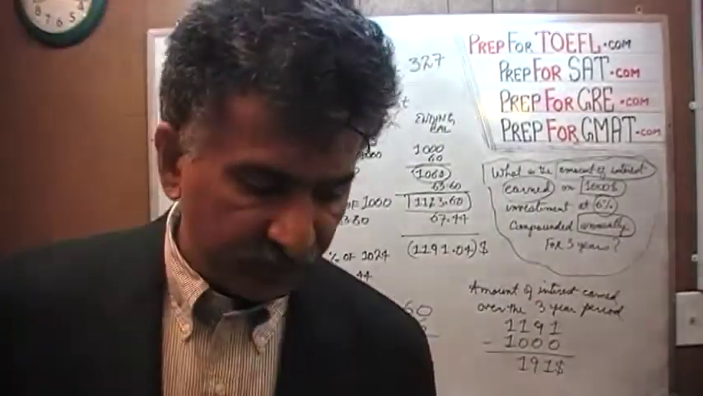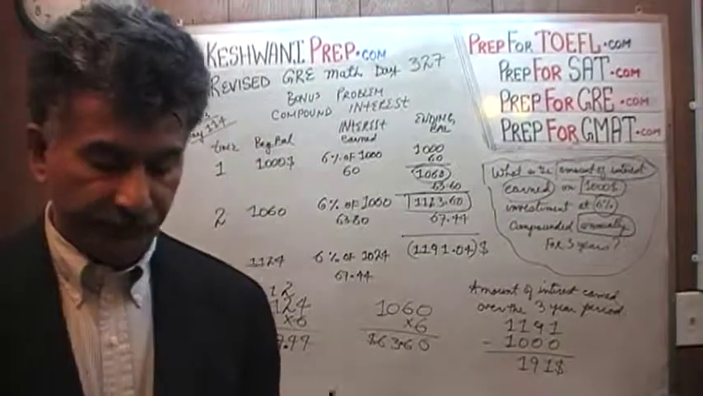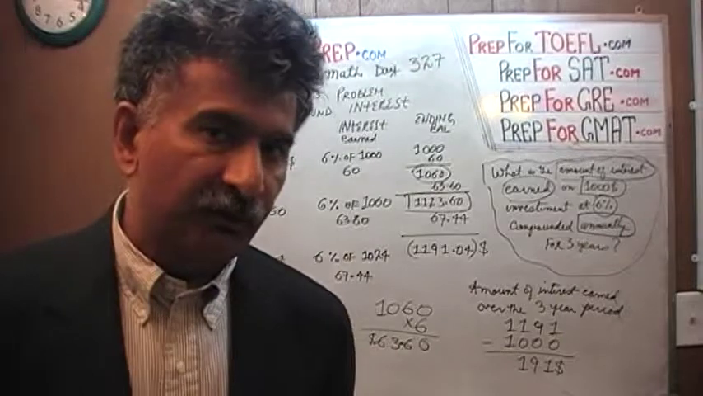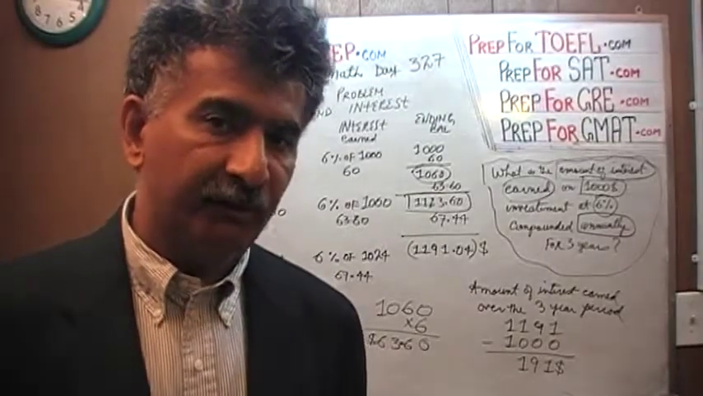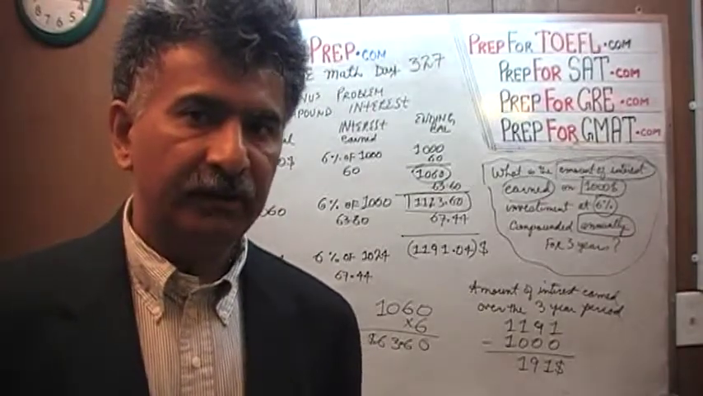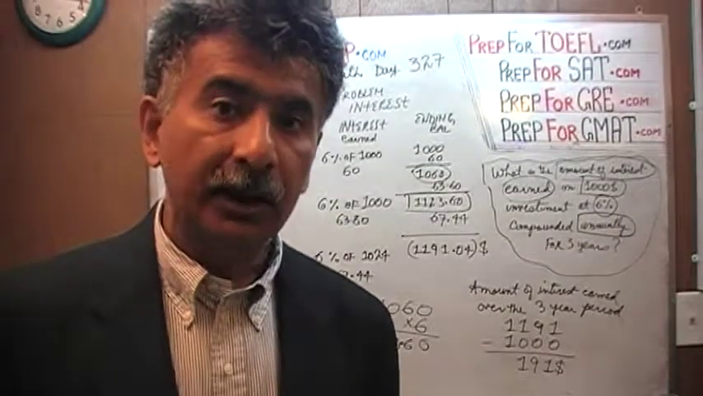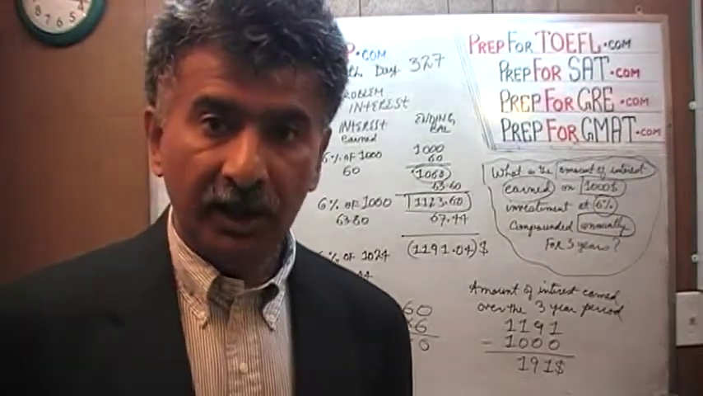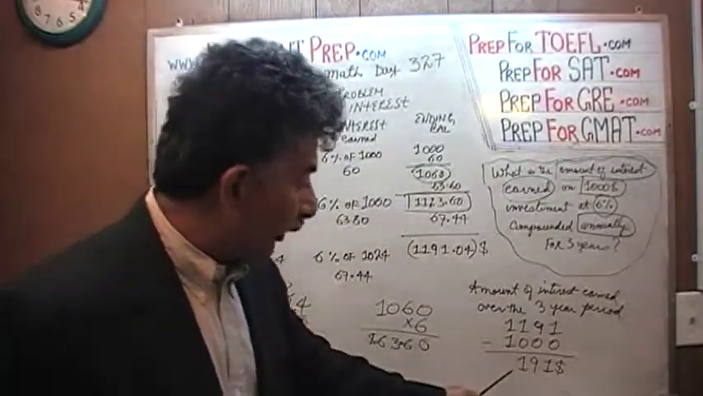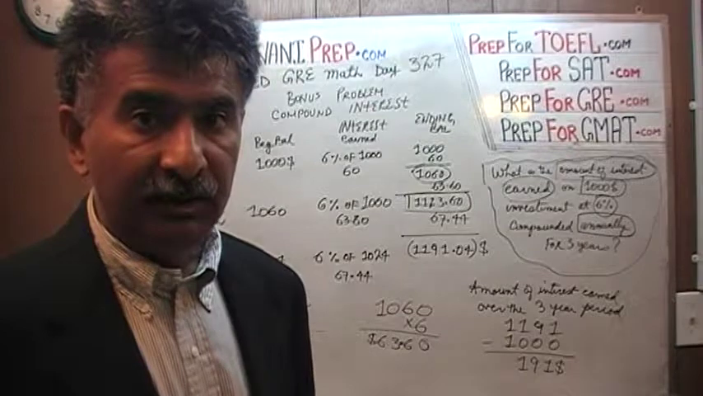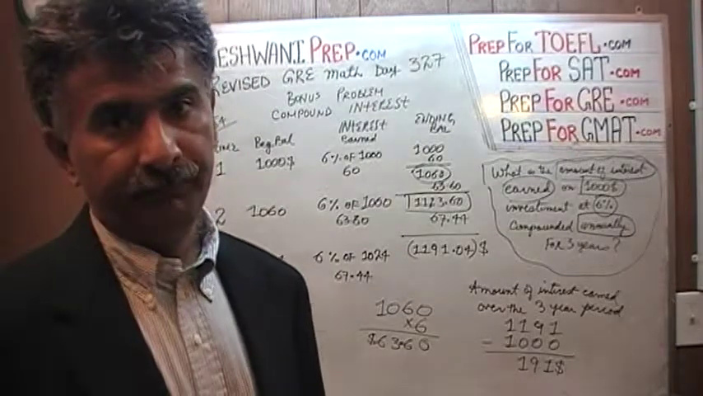So what was the difference between this scenario and simple interest? Well, in the case of simple interest, we would have earned 6% every year. 6% every year means 18%. 18% of 1,000 is $180. Instead of $180, we are earning $191. The extra $11 that we see is due to compounding. That's all.